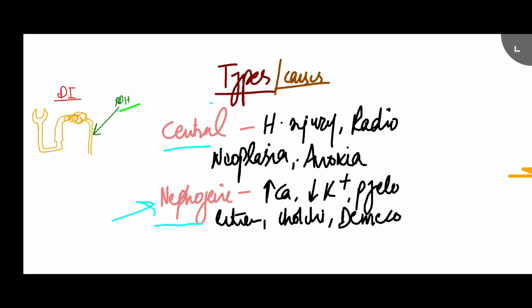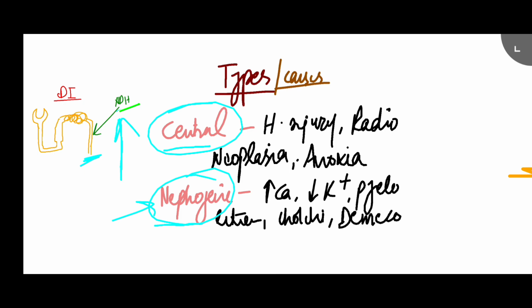So in central diabetes insipidus, there is deficiency of vasopressin, either partial or total. In nephrogenic, ADH is there, but the receptors in the collecting tubules are resistant to ADH. So ADH is there, but it's not working on the receptors.